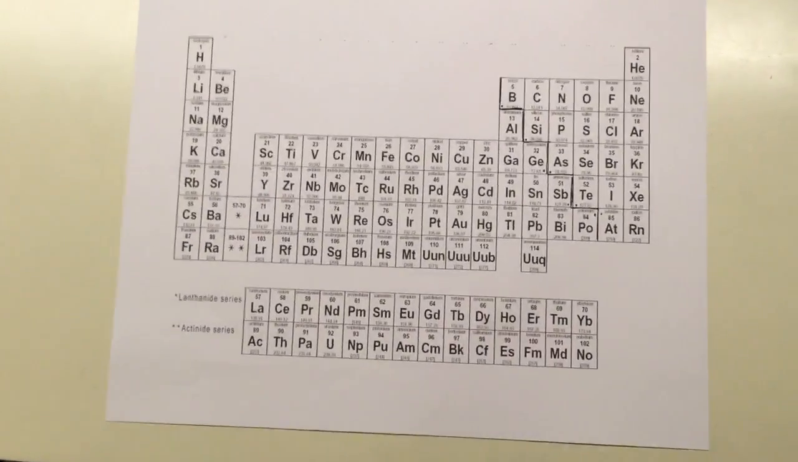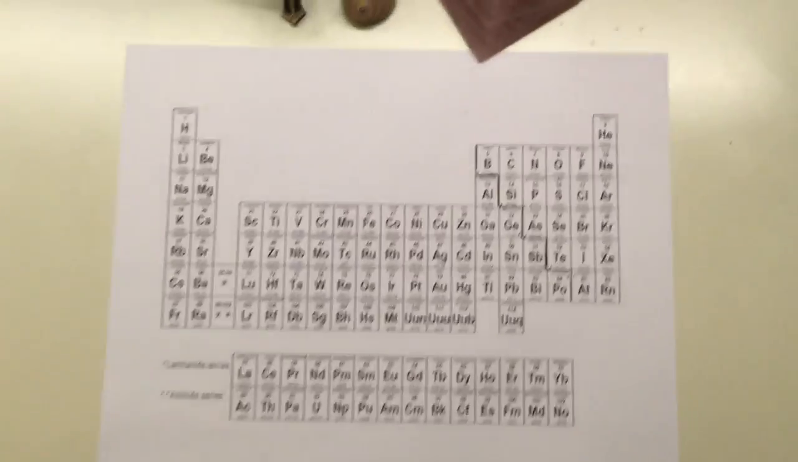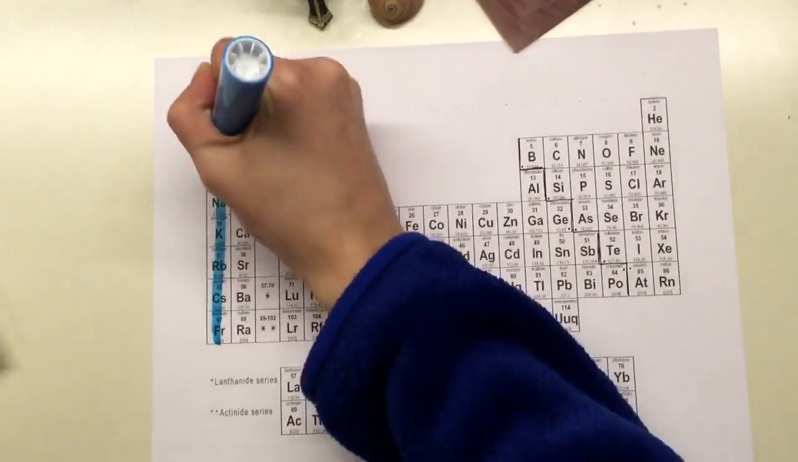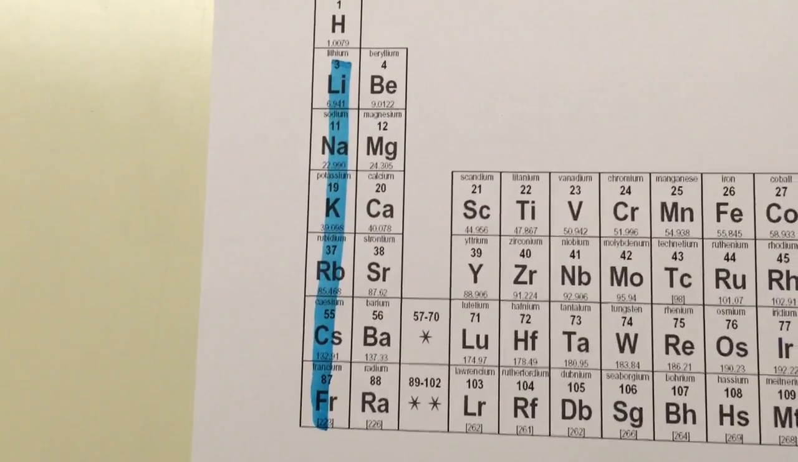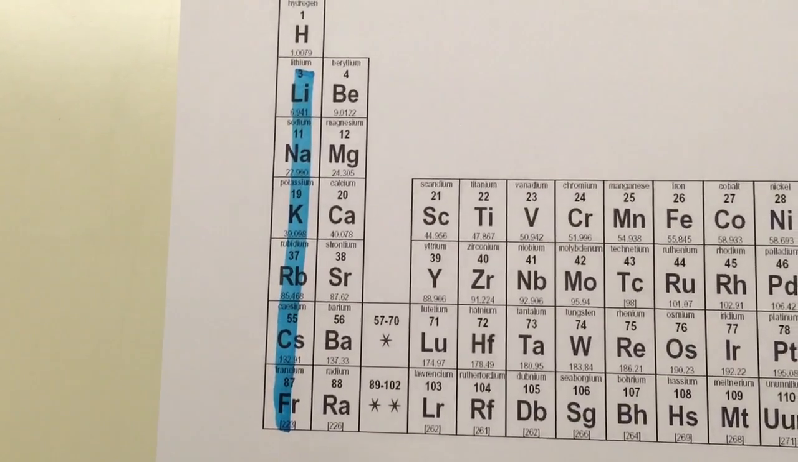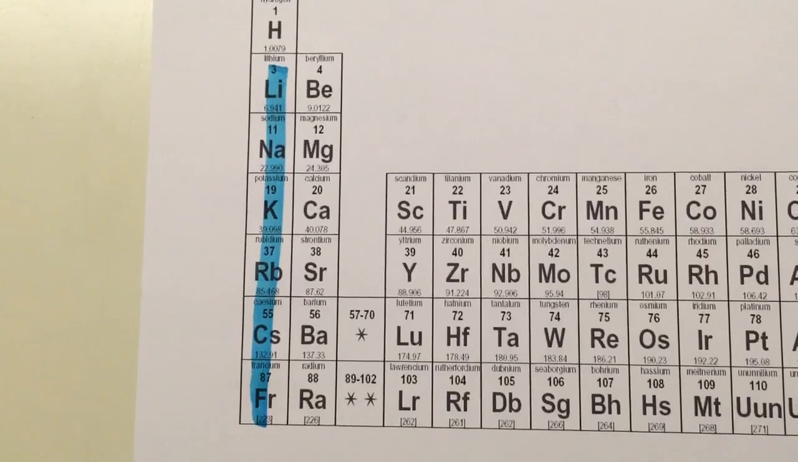Here we have the wonderful families of the periodic table. First of all, our first group will be the alkali metals. The alkali metals have one valence electron, and they're shiny and they never are found as free elements in nature. They're always bonded with another element.